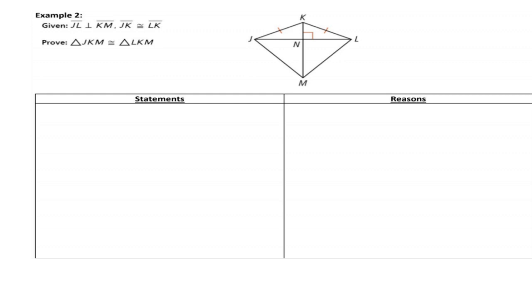Example 2, what we can do is go through a proof chart, right? So we're given a perpendicular bisector at JL and KM, right? So that means that this is also a right angle, and these are congruent angles as well, right? So number 1, we're given that JK is congruent to LK. That's what we're given. So that's a given.